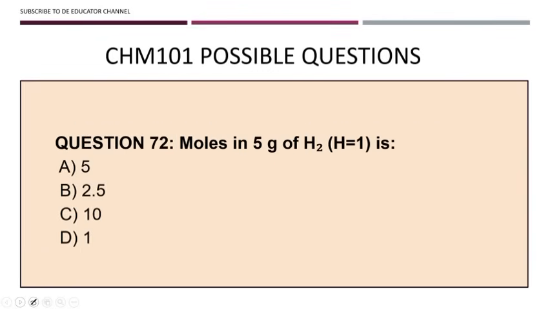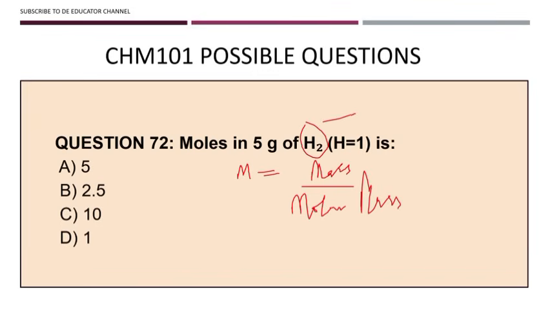Right? 72. Moles in 5 gram of hydrogen gas. Remember, the formula for moles is equal to mass over molar mass. That's the formula for mole. Now, what is the molar mass of hydrogen gas? The molar mass of hydrogen gas is 2. Remember, hydrogen is 1, and H2 is 1 times 2, which is 2.